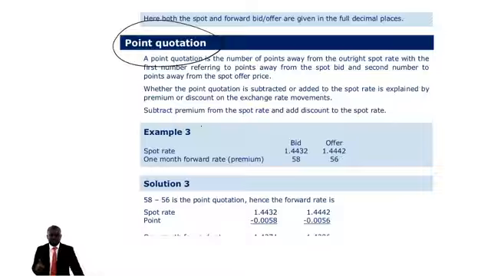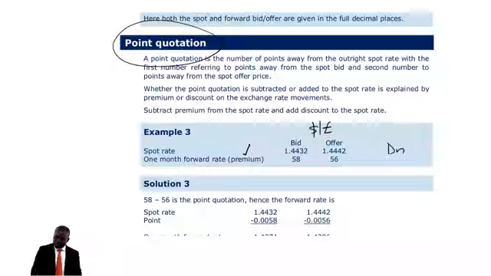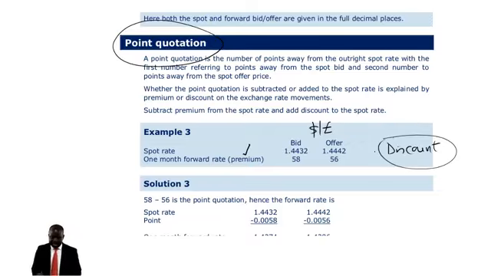What is the meaning of that? You can't say, for instance, if this is dollar/pound, you can't say today the spot rate between the dollar and the pound is 1.44, and in 1 month's time $58 is equal to £1. The examiner has quoted it in point. And when he quotes it in point, he is going to indicate whether it's a premium or a discount, which I'm going to explain. Now forget about the premium and discount for now, and then come here.